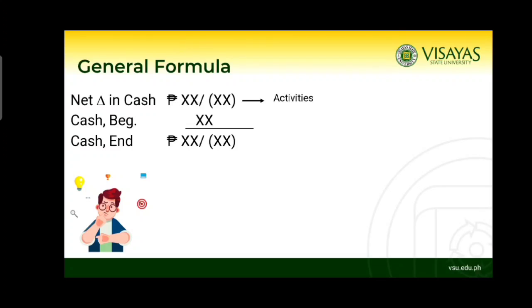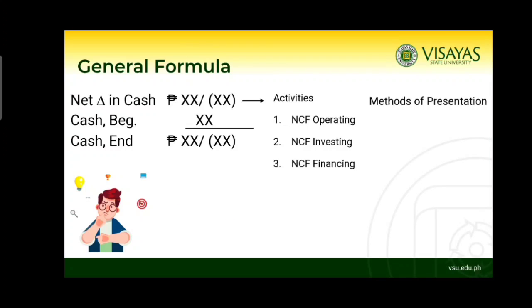To get the net change in cash, there are activities that we must recognize in our financial statements. What are these activities? First, the transactions in our financial statements must be categorized into these activities: operating activities, so we get the net cash flow from operating activities, then the net cash flow from investing activities, and the net cash flow from financing activities. There are different methods of presentation. For operating activities there are two, the direct and indirect method. For the investing and financing activities, we will be using the direct method.